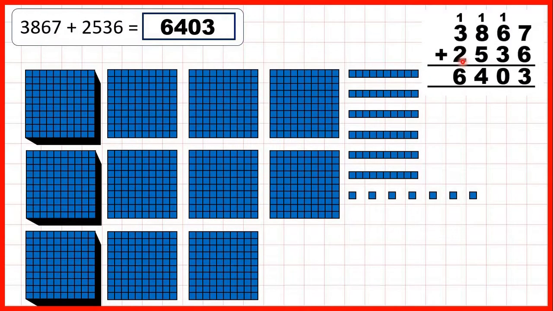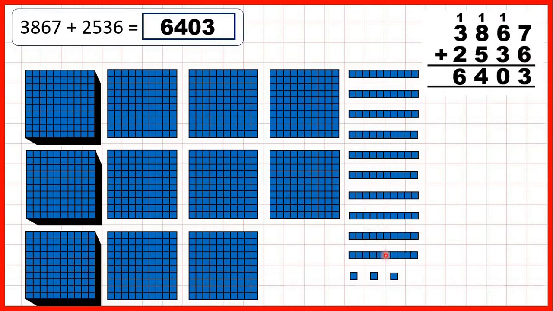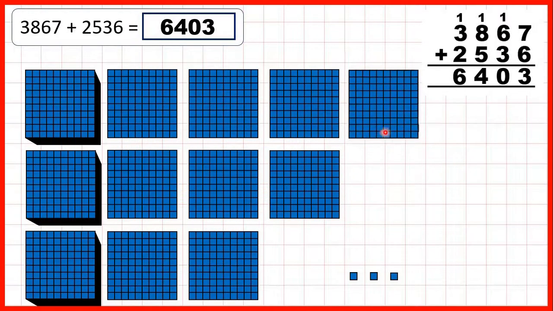And finally, let's take a look at 3,867 plus 2,536. First, let's add our 6 ones. 1, 2, 3, 4, 5, 6. Now we can add our 3 tens. 1, 2, 3. But that gives us 10 tens, so we exchange those for 100, which is why we have 0 tens in our answer line.